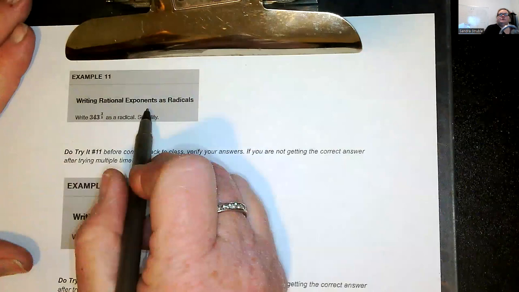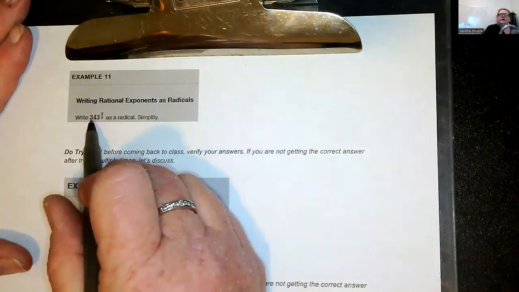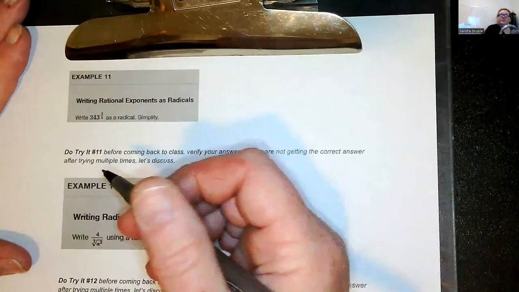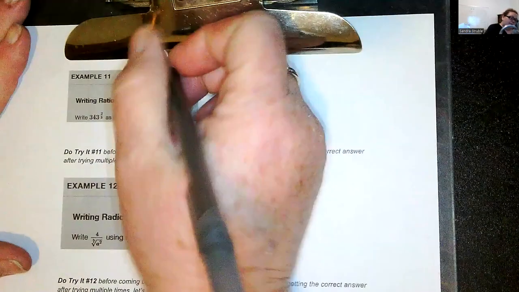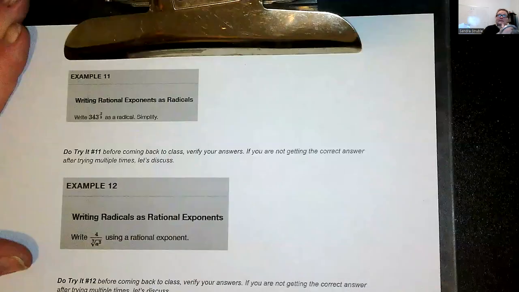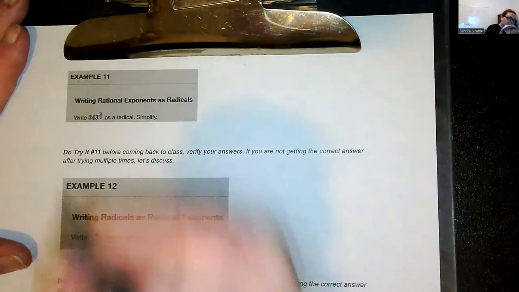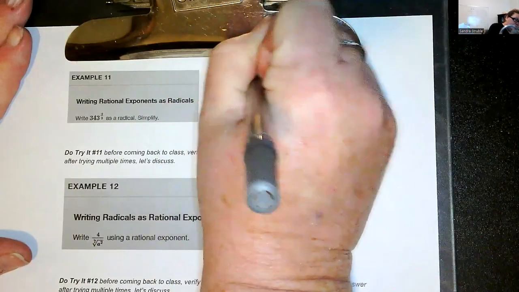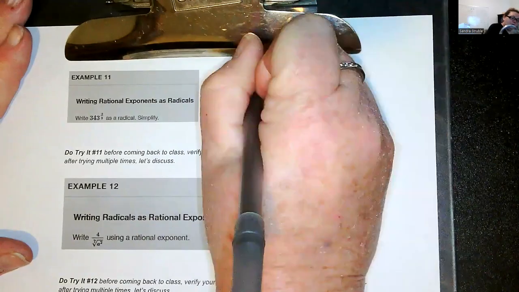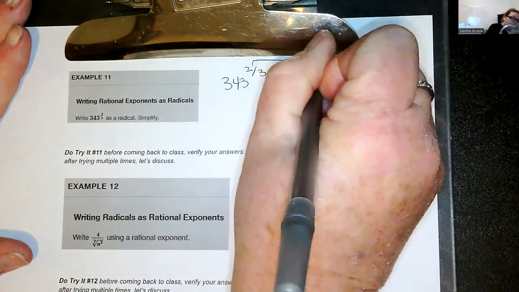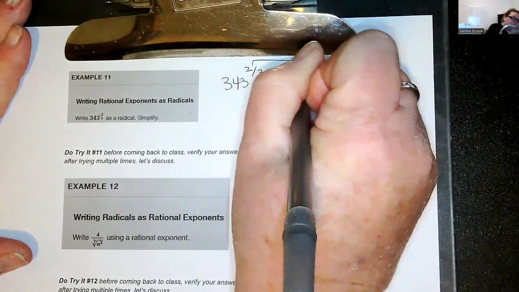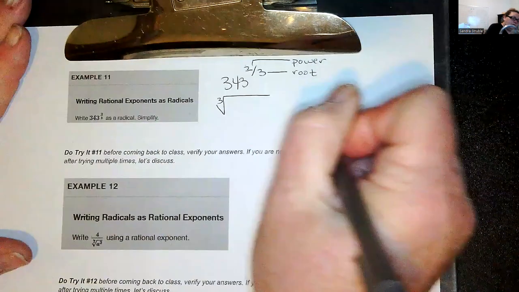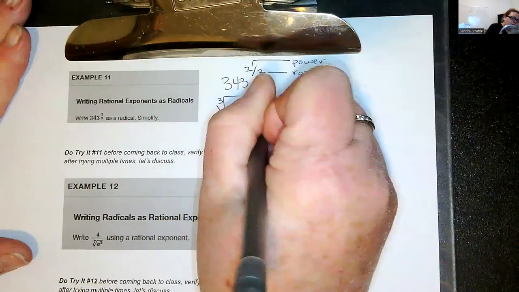So write rational exponents as radicals. They just want us to take what they've given us here and to write it as a radical and then simplify. So what we need to understand here is power over root. If it's in the exponent, it's power divided by root. So we've got 343 raised to the 2/3. The 2 is the power, and the 3 is the root. So I'm going to go cube root of 343.